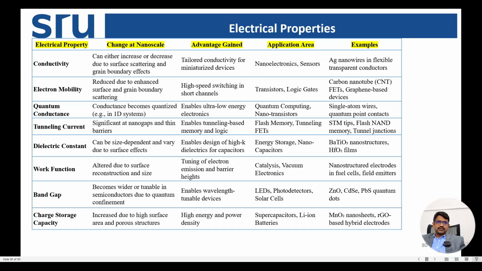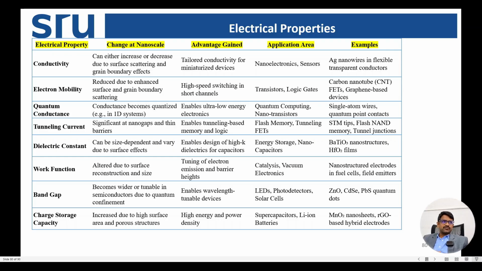And then dielectric constant can be size dependent and vary due to surface effects. What is the advantage? Enables design of high K dielectrics for capacitors. Application area: energy storage, nanocapacitors, ultra capacitors. Examples: barium titanate nanostructures. So this is about dielectric constant.